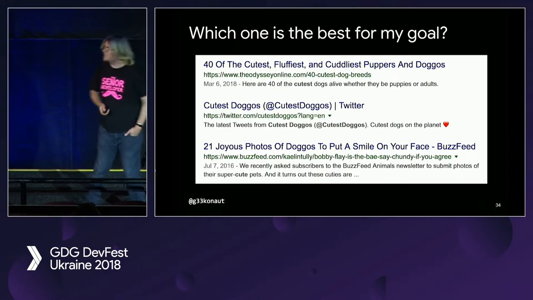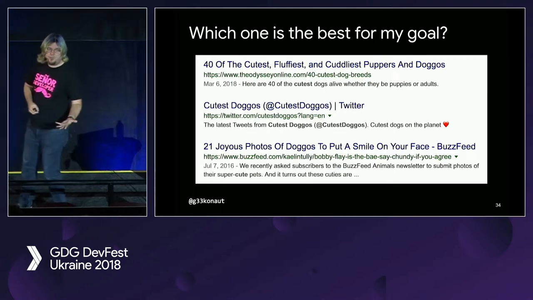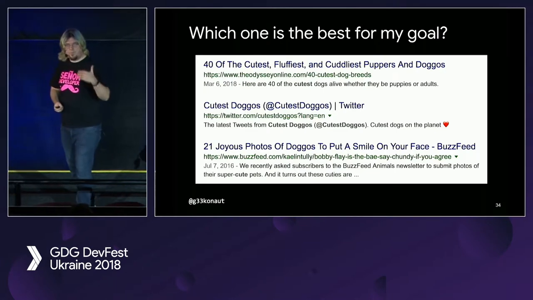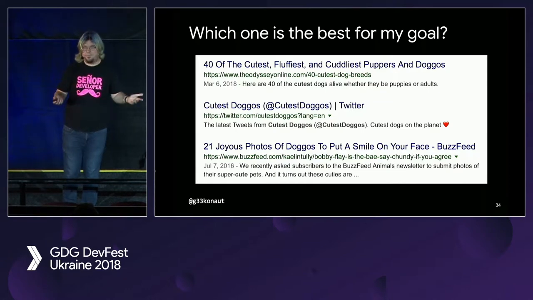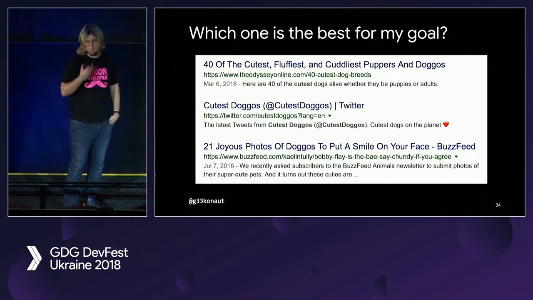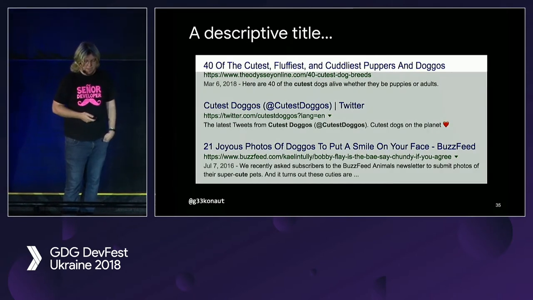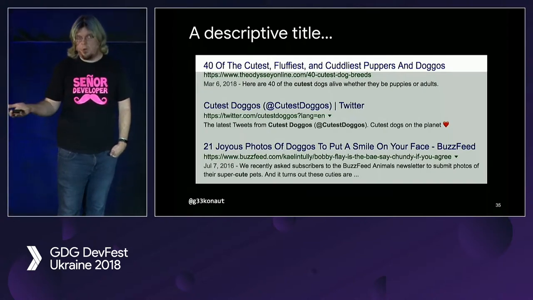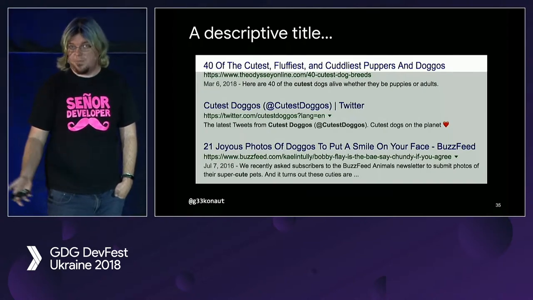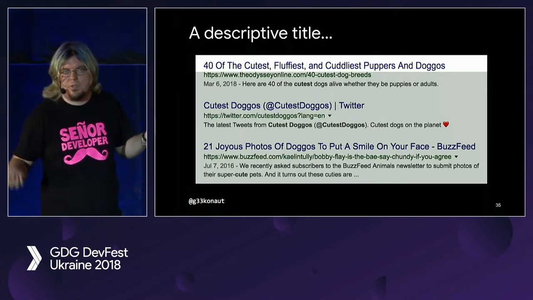So which of these is the best for me? As a user, if I type something in, I want to find the best search result, which is not necessarily the first one, but one of the first ones probably, if Google ranking does its job. So how can I inform myself of what might be the best search result for what I'm looking for? Well, first things first, we have a title that hopefully tells me what this page is actually about. If all of these would be dogs, then I wouldn't know which one might be the best one.